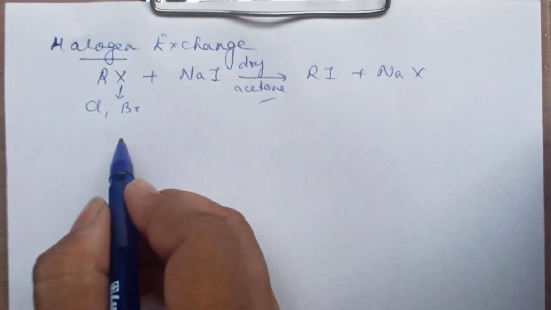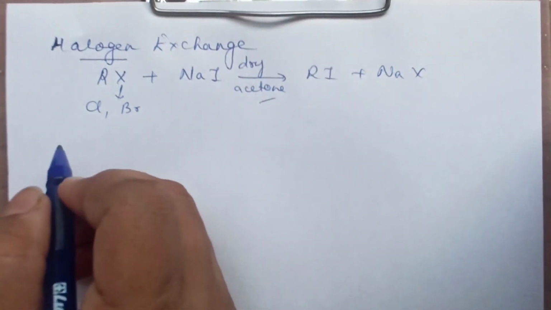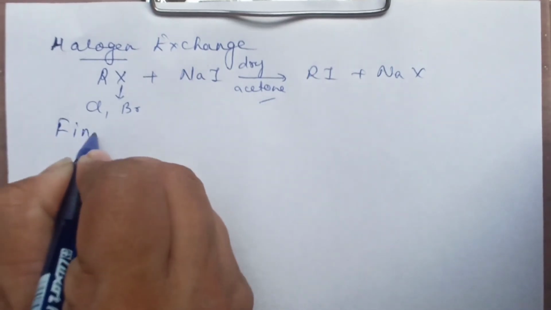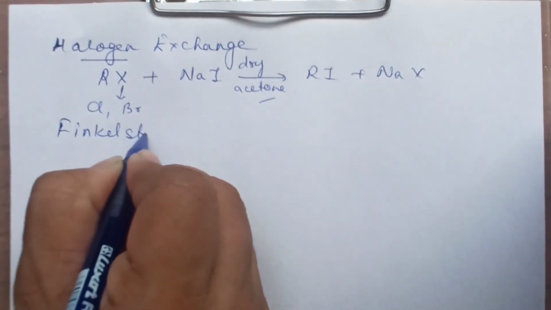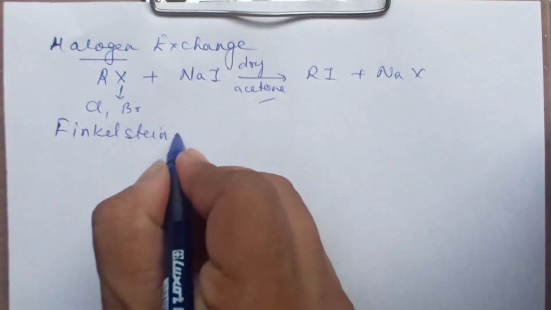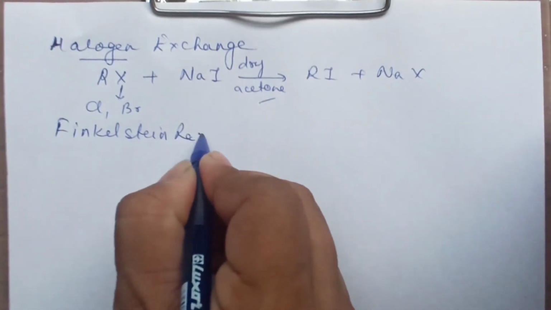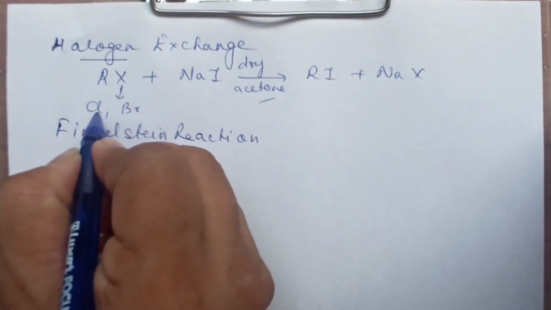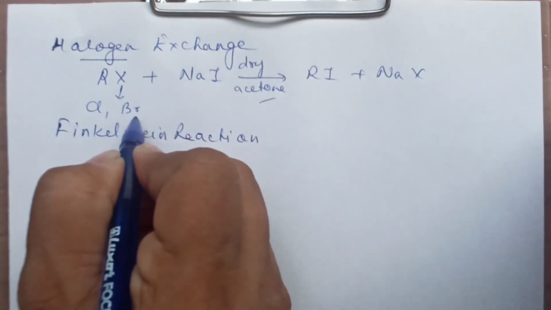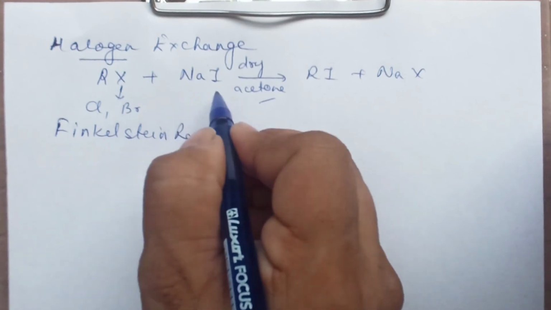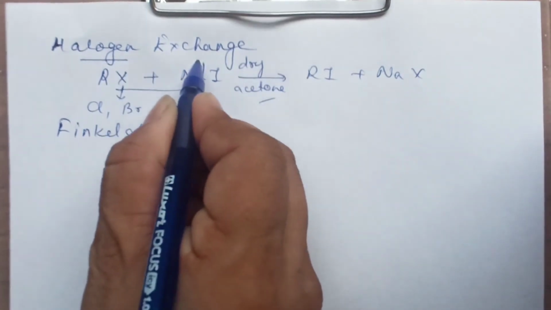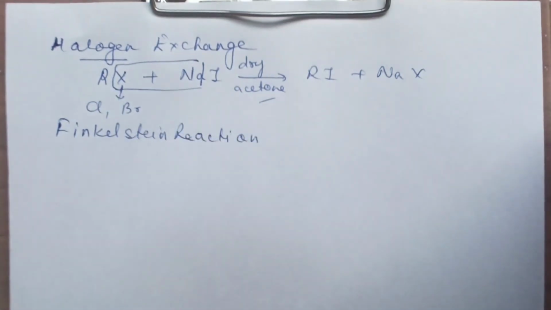The next reaction we are doing is halogen exchange. There are two name reactions here. The first one we are doing is Finkelstein's reaction. Now, what is the Finkelstein reaction? You take an alkyl halide, that is chloride or bromide, and react it with NaI in the presence of dry acetone, and just an exchange occurs. You get NaX plus RI.